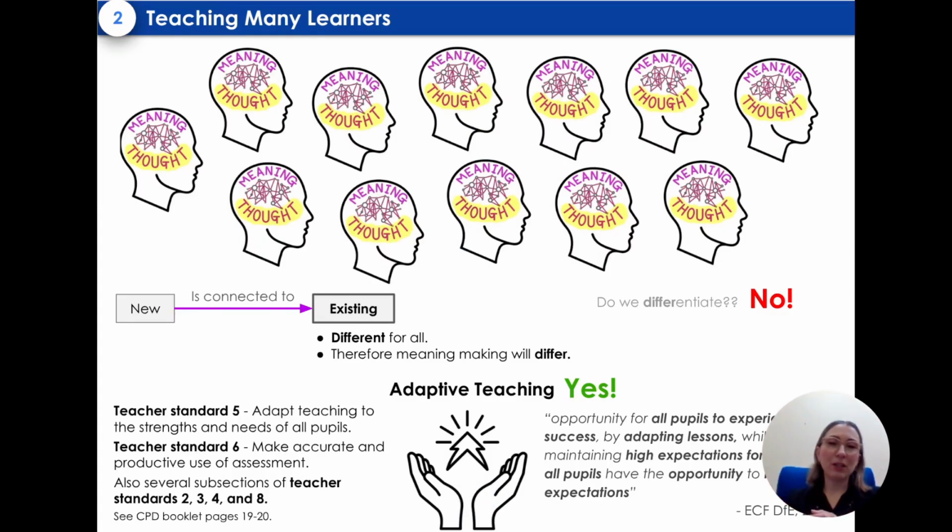It relates to teaching standard 5 and 6 particularly. Standard 5 is all about adaptive teaching. Standard 6 has a big focus on formative assessment, and there are various other subsections of the other teacher standards. And obviously teacher standard 8 is a lot about professional learning and habits of being a professional teacher.